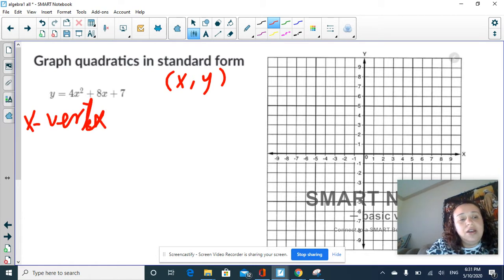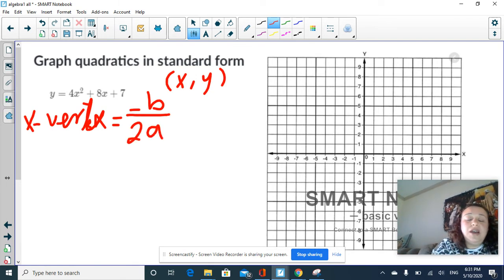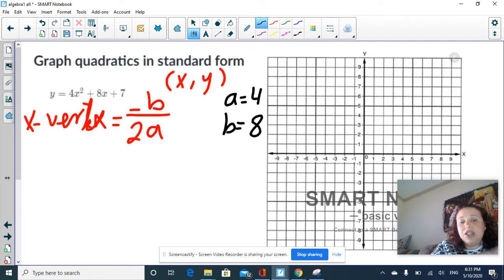Okay, x vertex. To find it, you have to learn this. X equals negative b over 2a. What is a and b? I think we learned that before. The coefficient of x squared is a. That means a equals 4. The coefficient of x, b. That means b equals 8. Let's use these variables to find the x-coordinate of the vertex.